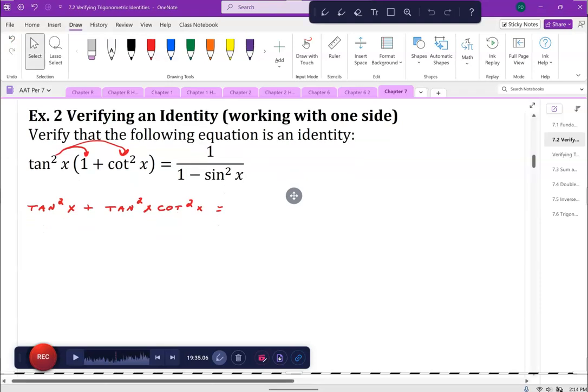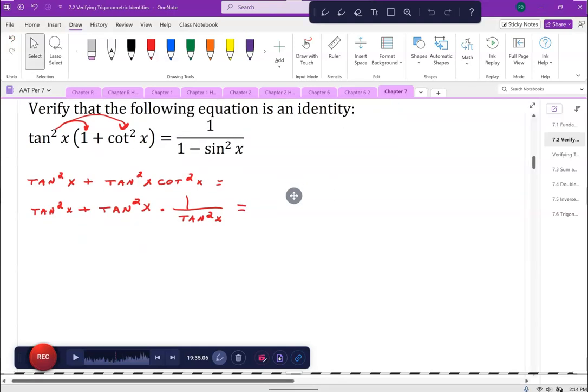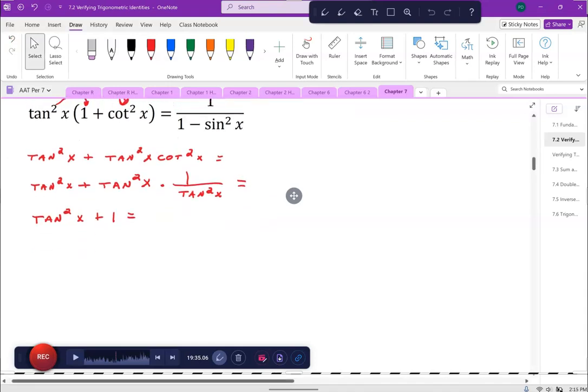But remember, cotangent squared is really 1 over tangent squared. So this is tangent squared x plus, and I'll write all this out. Once you get in the habit of doing these, you'll identify it a lot easier and you won't have to write all this out. But that becomes tangent squared x plus 1. And I recognize that as one of my Pythagoreans. My Pythagorean is secant squared x.